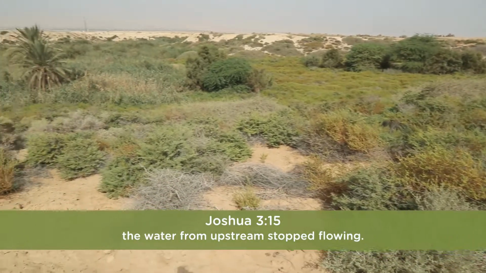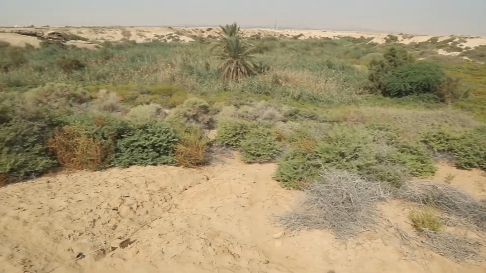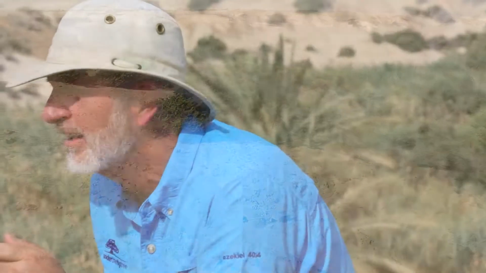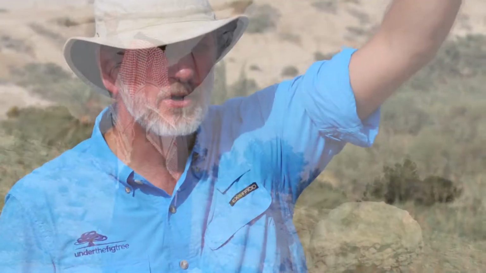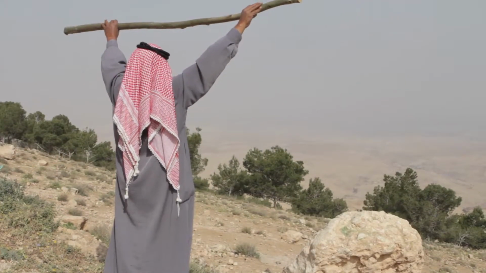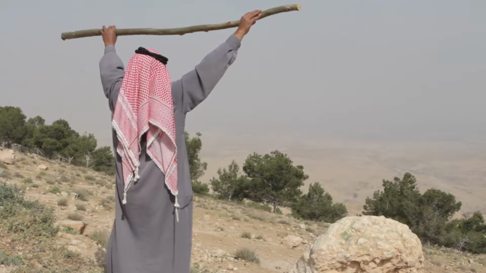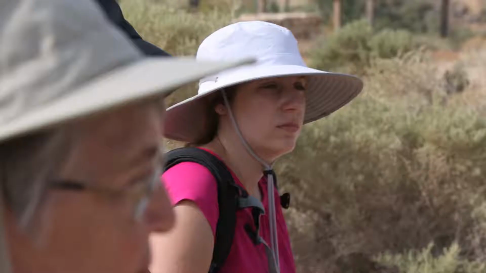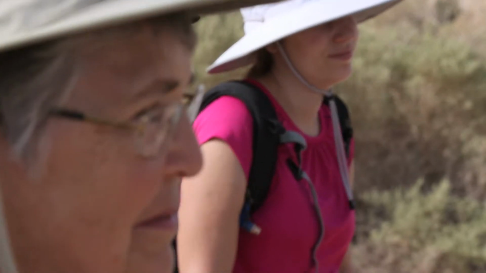Okay, now, I want you to notice something. This is not like crossing the Red Sea. At the Red Sea, Moses held his staff up, the Ruach of God blew, and it separated the waters. There was a wall of water on your right, and there was a wall of water on your left. That's not what happened here.